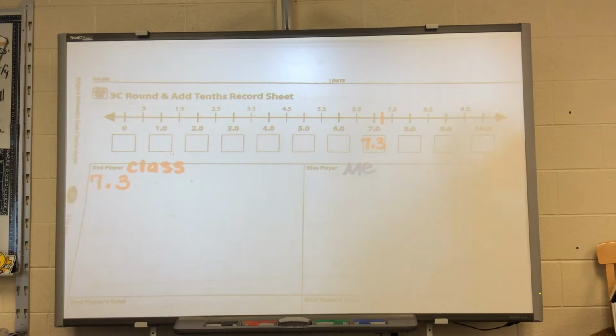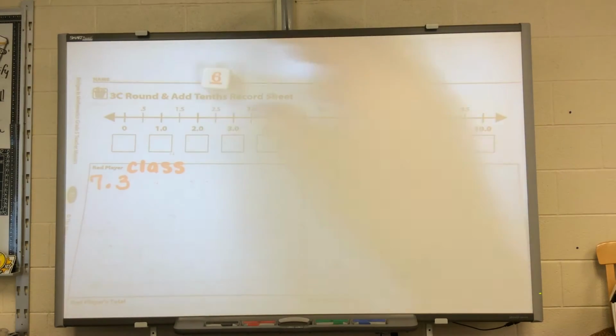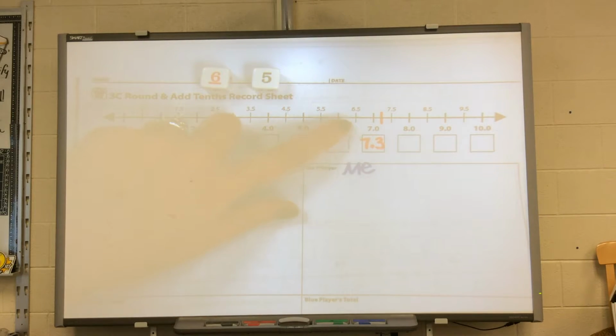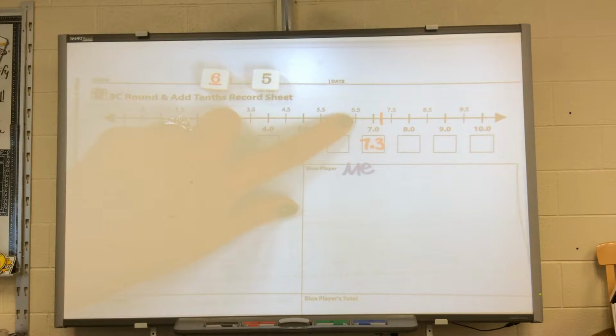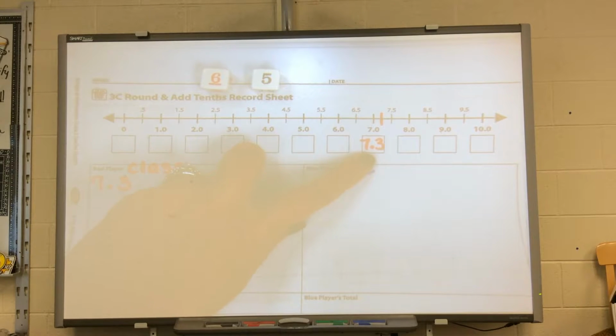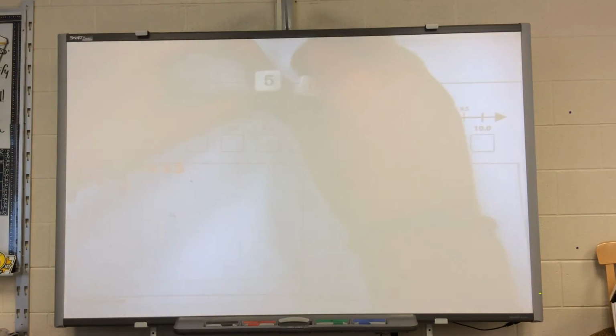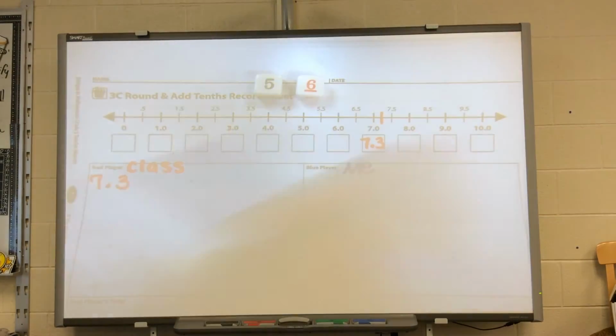Now it's my turn. I have 6 and 5. Now, if I were to put 6 and 5 tenths on the line as my decimal, can it round to 7? That's what it rounds to, right? But 7's already taken. So can I use my number this way, 6 and 5 tenths? What do I have to do? Switch them up, right? Okay, so I'm blue.